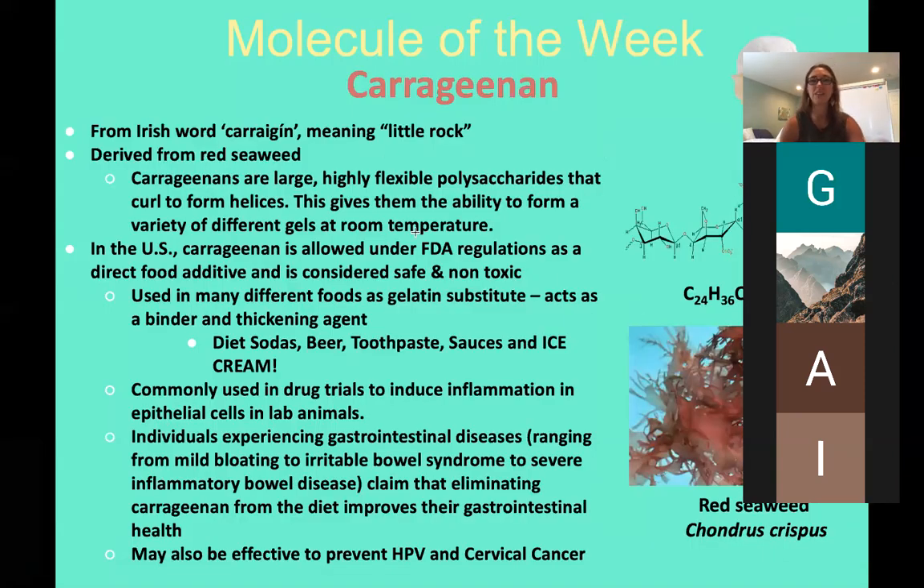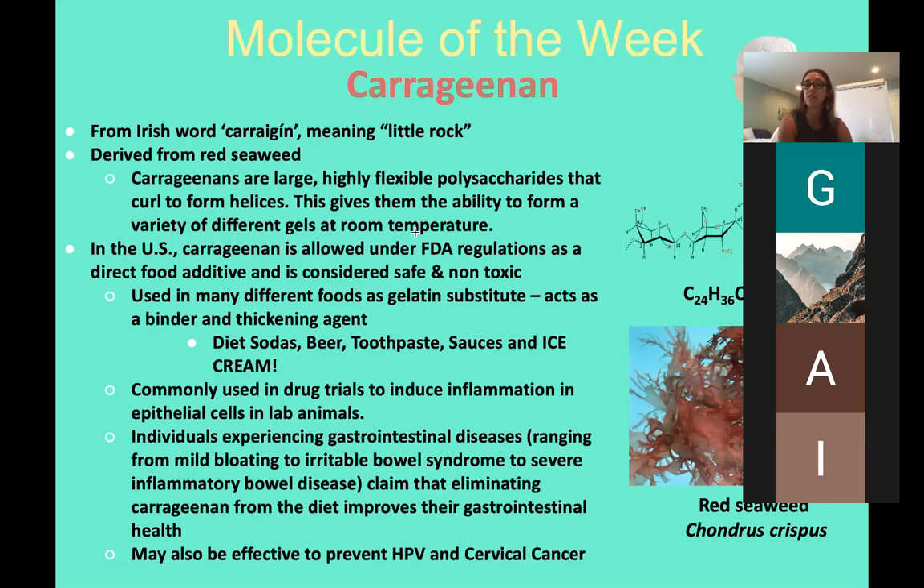Okay. Carrageenan is your molecule of the week. It comes from an Irish word called carrageen, which means little rock. This is a molecule that's derived from red seaweed. And they're very large, highly flexible polysaccharides. A polysaccharide is just multiple sugars that are linked together. So it's a carbohydrate, okay? And they curl up to form helices, kind of like DNA. And this gives them the ability to form a variety of different gels at room temperature.